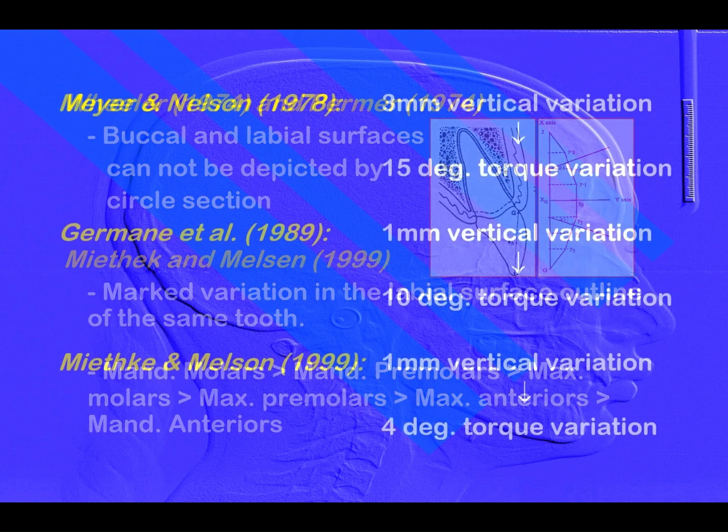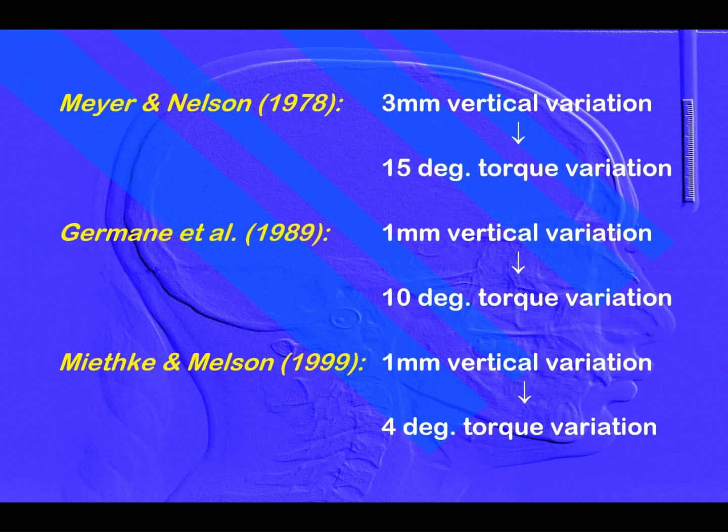Meyer and Nelson reported that 3 mm vertical error in the bracket placement could result in 15-degree variation in the torque expression. According to Germain et al., a vertical 1 mm mistake could result in a 10-degree variation in the torque expression. However, Mietke and Melson observed that a 1 mm vertical error in the bracket placement could result in a 4-degree variation in torque expression. Thus, on average, 1 mm error in the vertical bracket placement could result in approximately 5-degree variation in the torque expression.